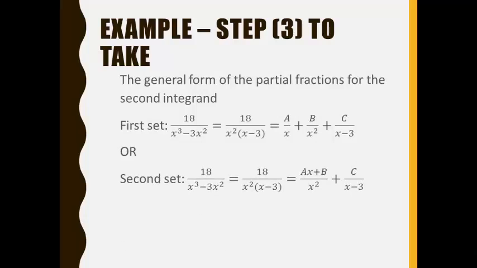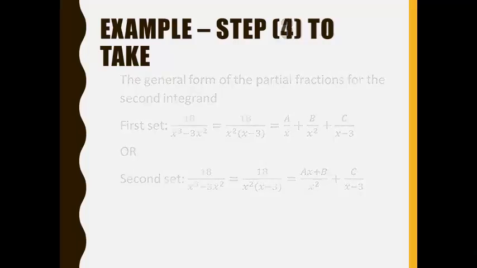However, if we treat q(x) as having a linear factor and a quadratic factor, the term in partial fraction decomposition can be written as 18 over x squared times x minus 3 is equal to Ax plus B over x squared plus C over x minus 3.